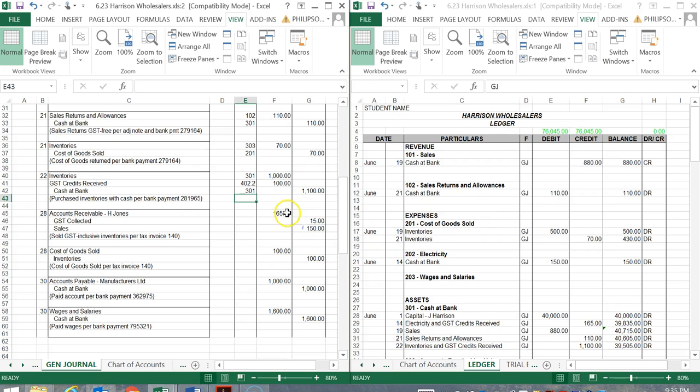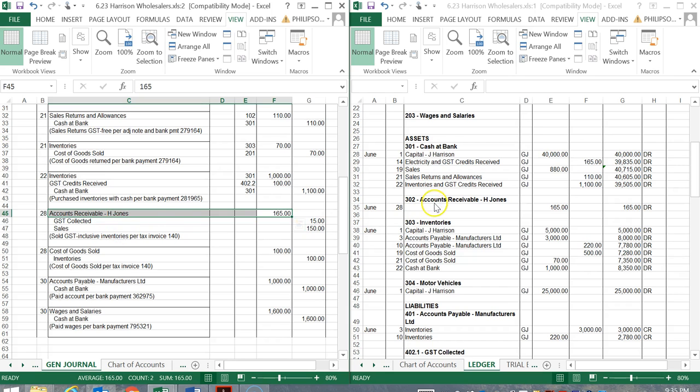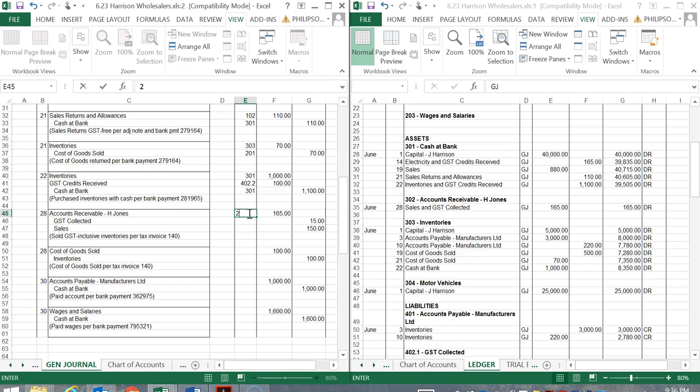Yes, it is. Next one, accounts receivable, H. Jones, debit $165. June the 28th. And we are debiting 165. Particulars for this one here, sales and GST collected. Okay, so folio and folio 301.